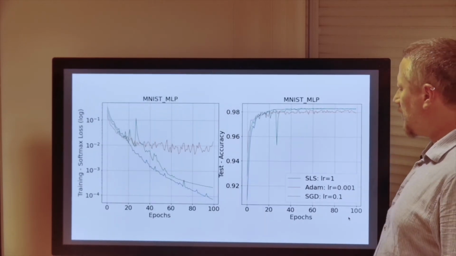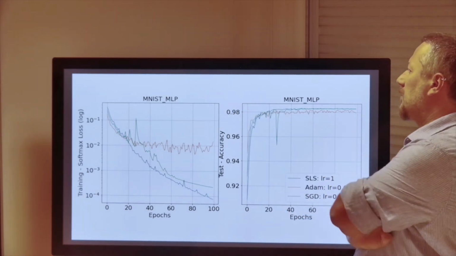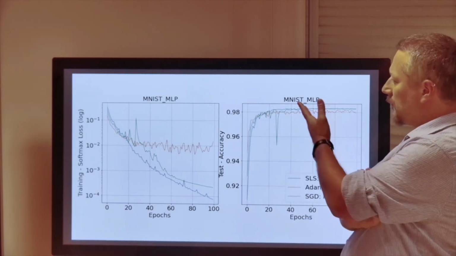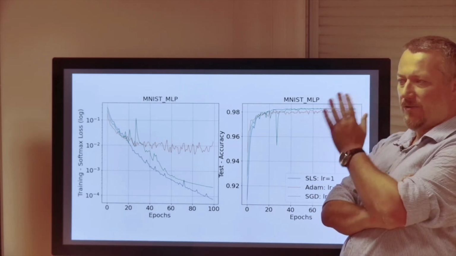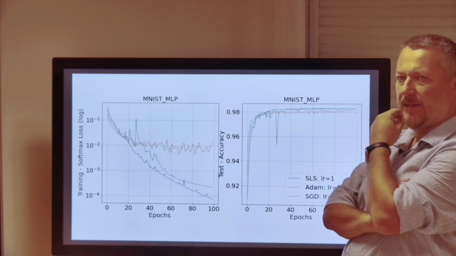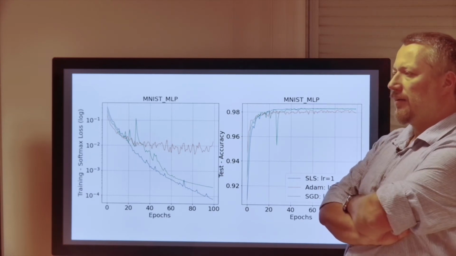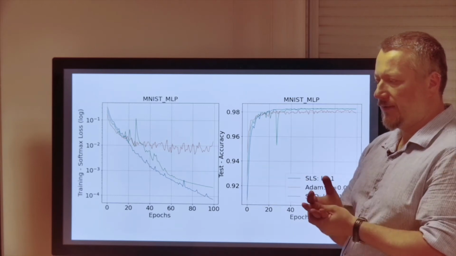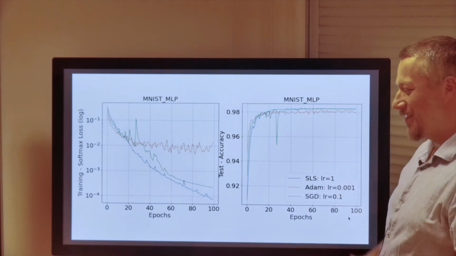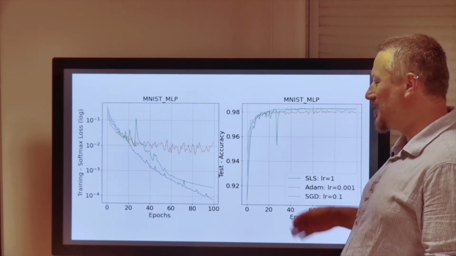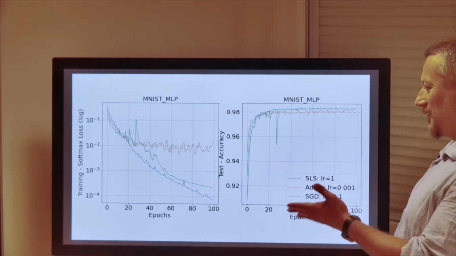So this is my first experiment, where I'm looking at the MNIST data, and here I'm using a neural network as the model, which has only one hidden layer with 1000 nodes, densely connected. Each node is connected to the other.